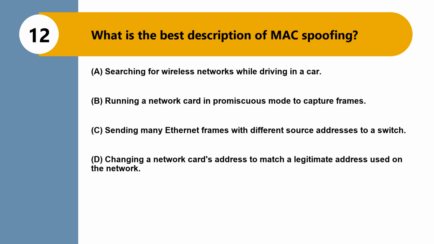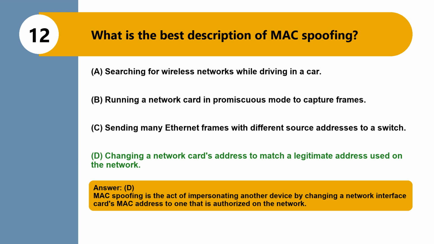Question 12. What is the best description of MAC spoofing? Option A. Searching for wireless networks while driving in a car. Option B. Running a network card in promiscuous mode to capture frames. Option C. Sending many Ethernet frames with different source addresses to a switch. Option D. Changing a network card's address to match a legitimate address used on the network. The correct answer is option D, changing a network card's address to match a legitimate address used on the network. MAC spoofing is the act of impersonating another device by changing a network interface card's MAC address to one that is authorized on the network.